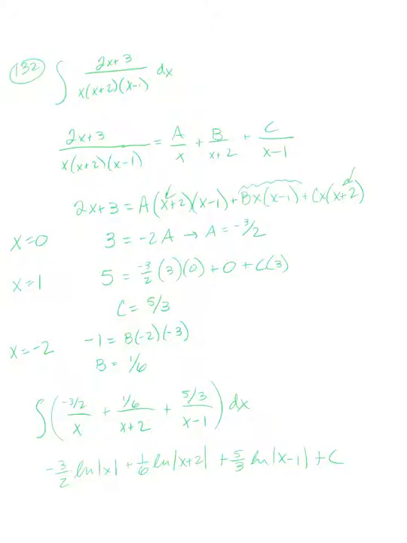Okay, I just noticed a little problem in here. Up here, when I was solving for B, I should have had -1 equals 6B, which means that B is -1/6. So I need a negative here and a negative here.